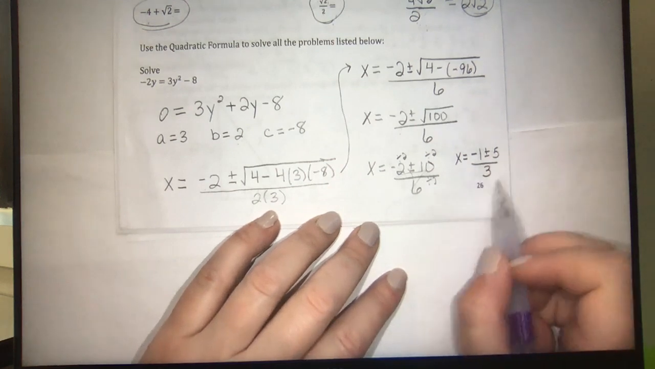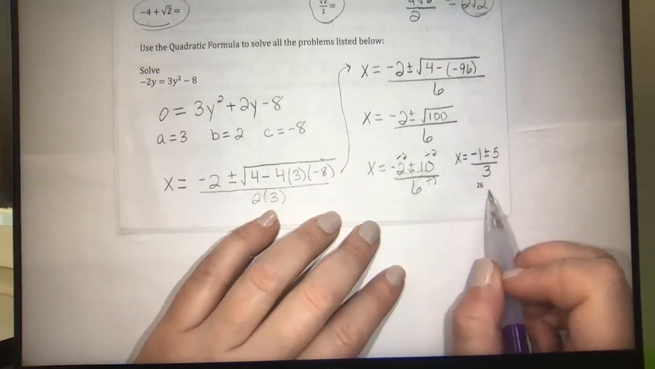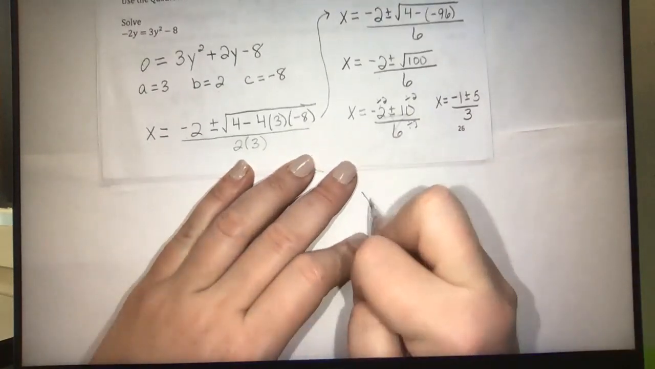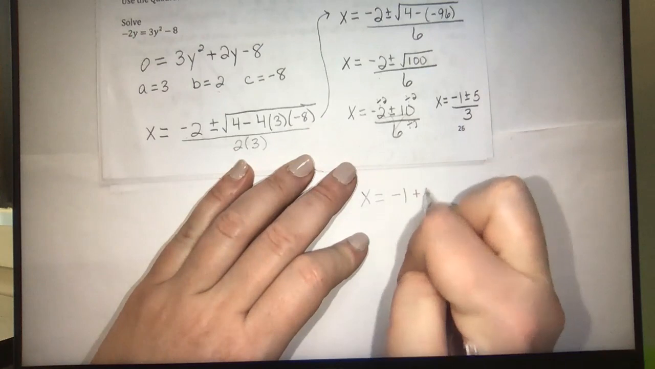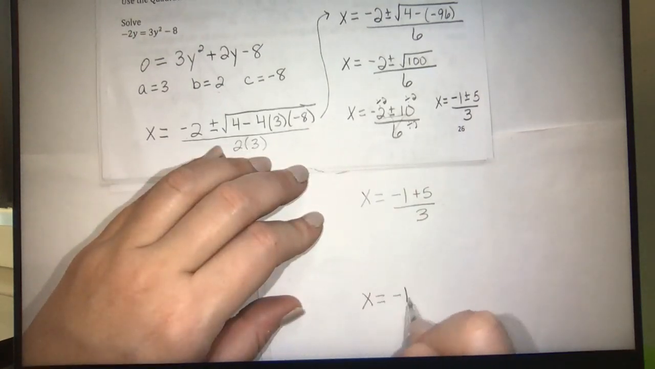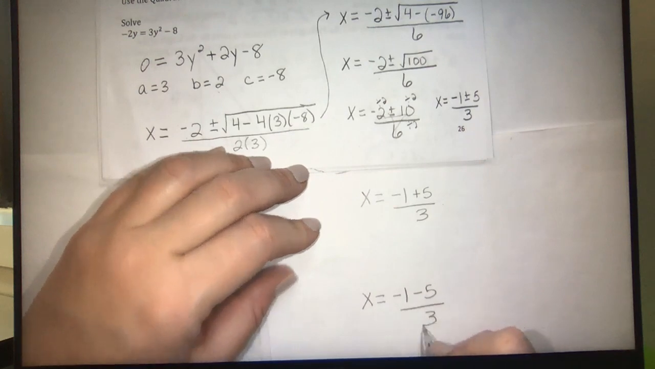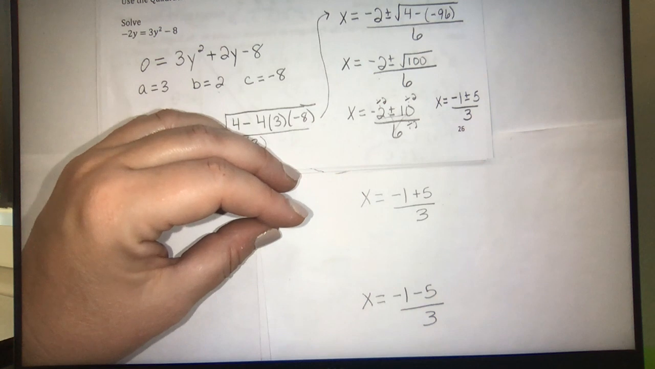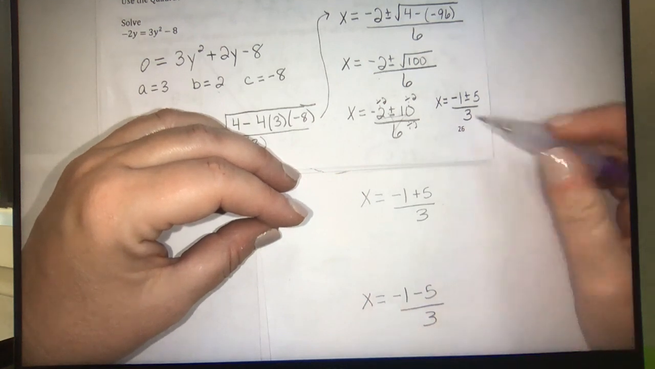There's nothing stopping me because these are all like terms. So I'm going to keep going. Here I go. I'm going to go over here. So I'm going to have x equals -1 plus 5 over 3. And I'm going to have an x equals a -1 minus 5 over 3. I have two answers. I just split up that plus and minus. Remember, you have to have two answers, and there's nothing stopping me from keeping going.